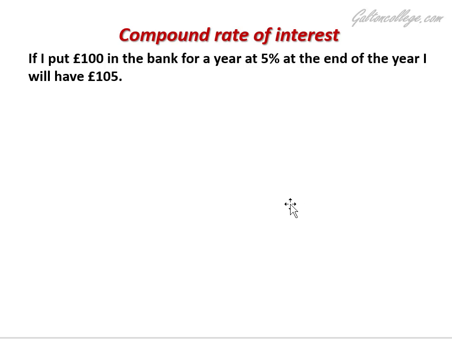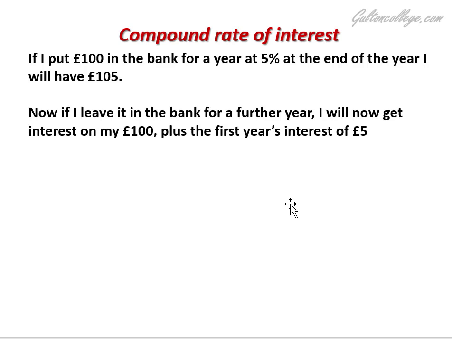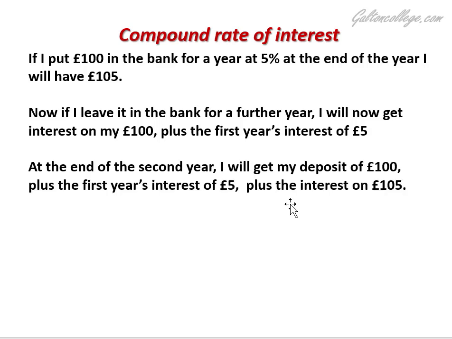Now the compound rate of interest. If I put £100 in the bank at say 5%, at the end of the year I'll get £105. If I leave it in the bank for a further year, I will now get interest on my £100 plus the first year's interest of £5. At the end of the second year I will get my deposit of £100 plus my first year's interest of £5 plus the interest on the £5, because I've left it for 2 years.